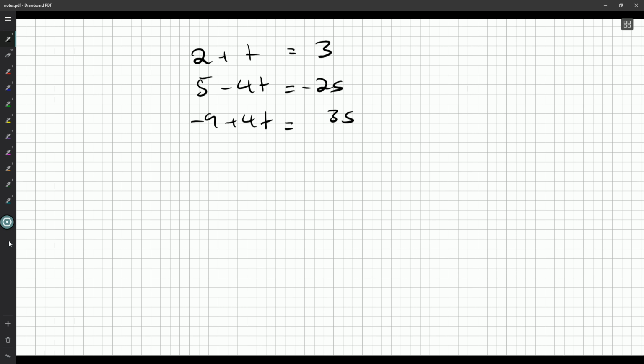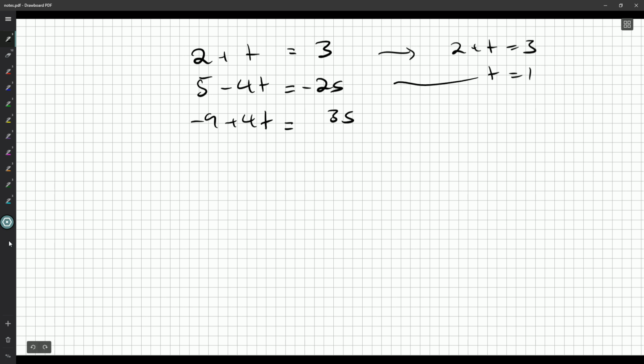So we set the equations for x equal, the equations for y, and the equations for z equal to each other. And now it's up to us to try and solve for s and t. Okay, so the first one, 2 plus t is 3. Subtract 2 from both sides, you'll get t should be 1.